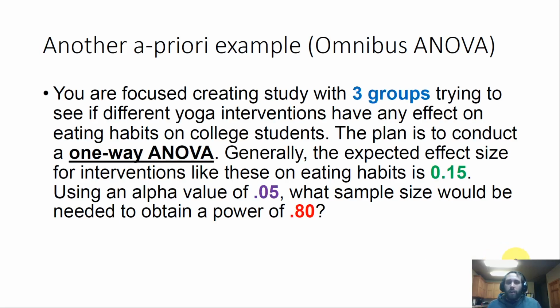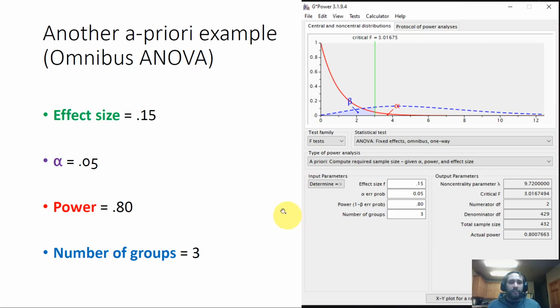So again, go ahead and just highlight all of our terms. So we have three groups. It's a one-way ANOVA. We have an effect size of 0.15. Our alpha value is set to 0.05, and our obtained power that we're looking for is 0.80. So we go ahead and get to G*Power again. This time we change our test family to an F test because with ANOVAs, it's always an F test that you're utilizing. And the statistical test we're using is going to be an ANOVA fixed effects omnibus one-way ANOVA.